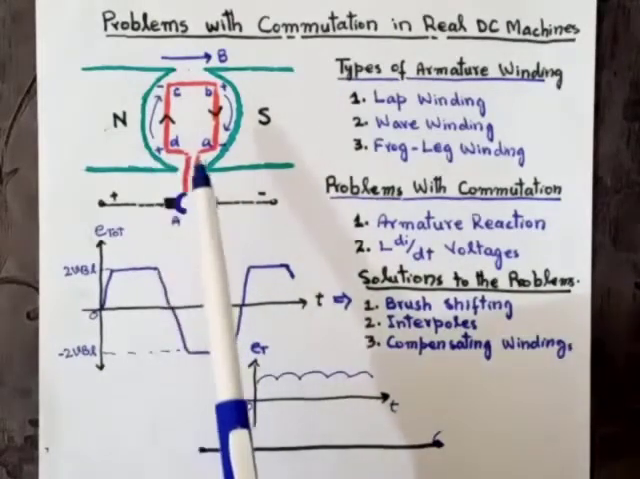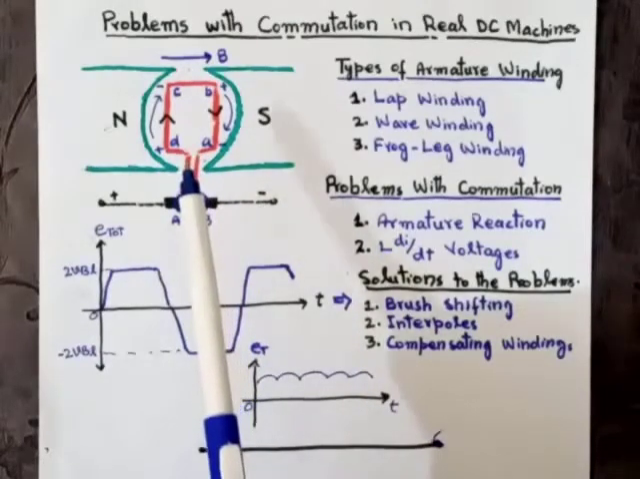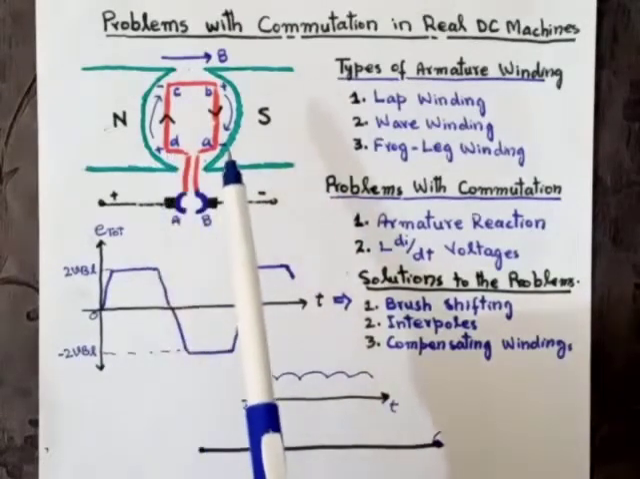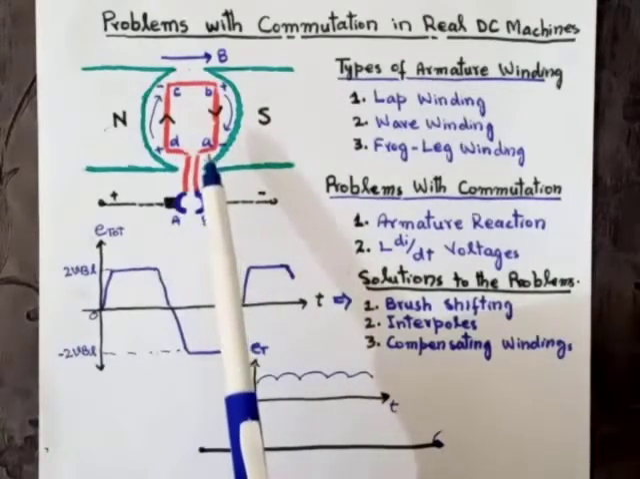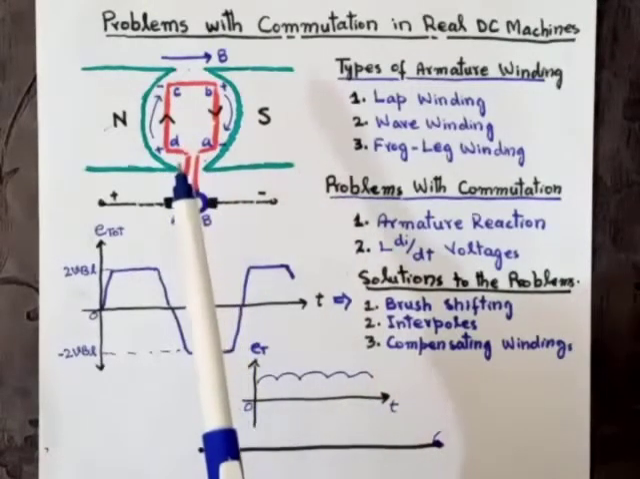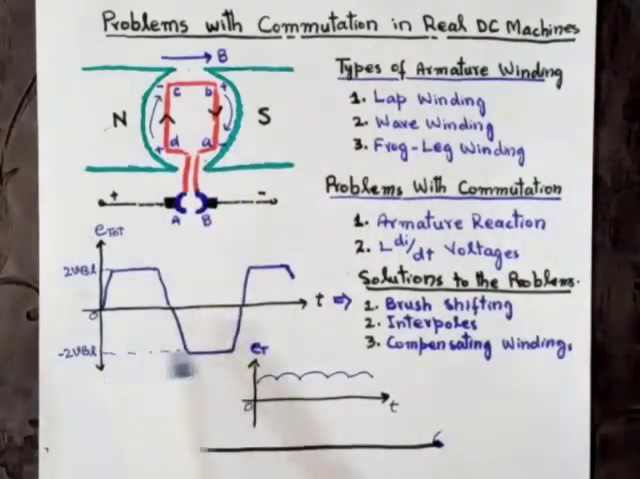When a loop rotates in a uniform magnetic field, then according to Faraday's law of electromagnetic induction, a voltage will be induced in it. And that internal generated voltage is AC voltage.